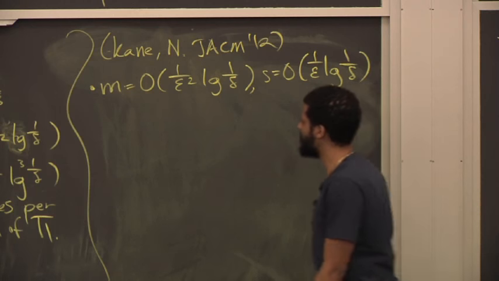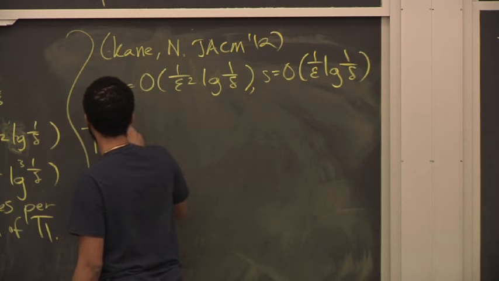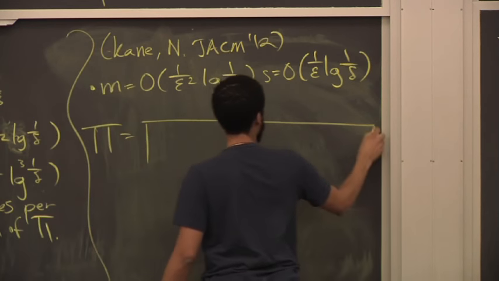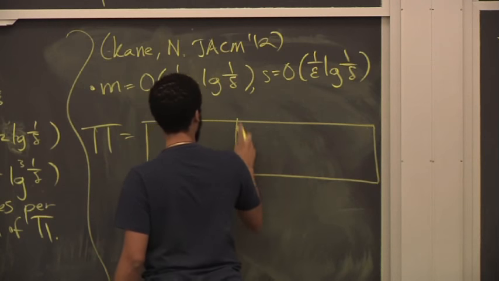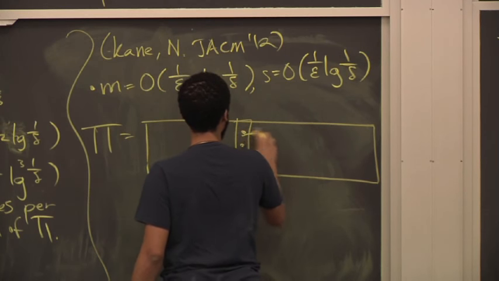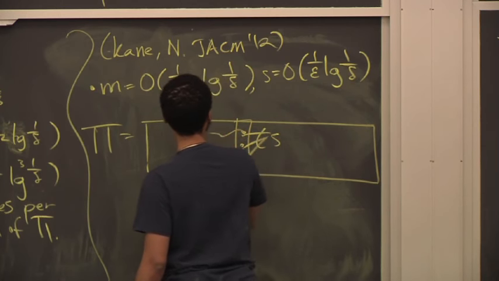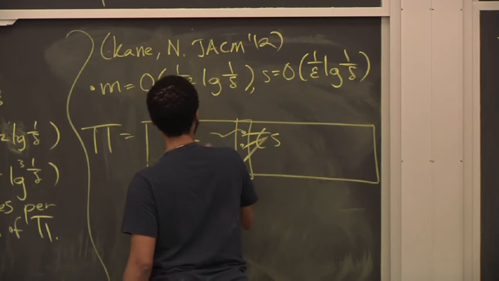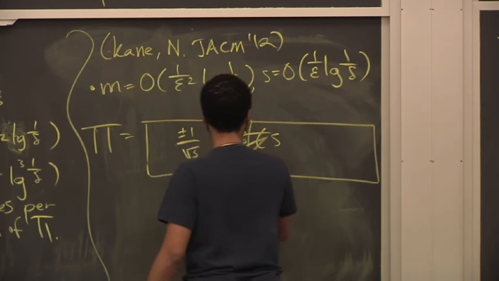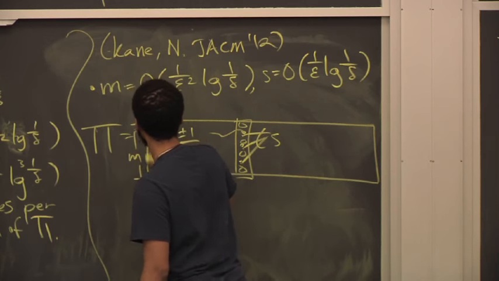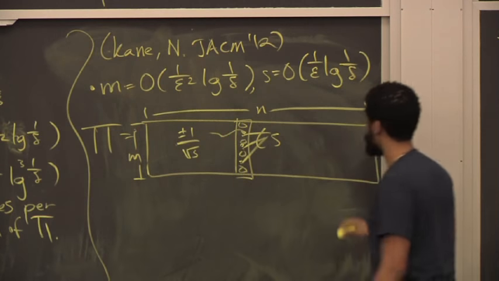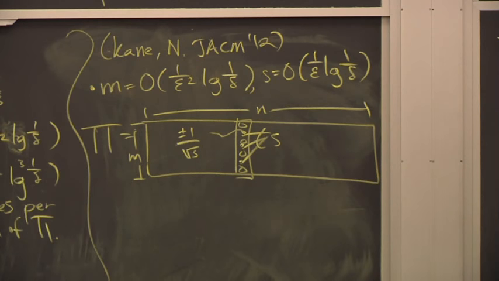Okay. And the matrix is very simple. One thing you can do is every column, you pick exactly S locations, and in each location you put a random sign over root S, and then the rest is zero. So this is an M by N matrix. This does not have independent entries. Every column has exactly S non-zeros, not expected S non-zeros.